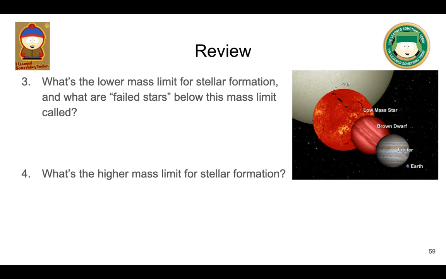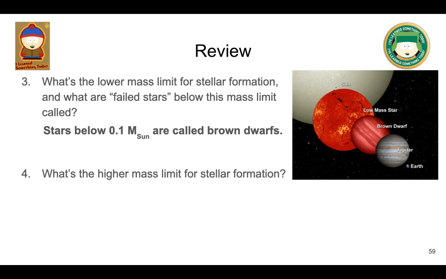Next review. This image I do want up here. So what's, no, I don't. Oh, damn. What's the lower mass limit for stellar formation? And what are failed stars below this mass limit called? Well, the lower limit, the least massive successful living star you can have, is about 0.1 times the mass of the sun. If your star has less than that, it's not really a star because it's not hot enough to do fusion. That kind of failed star is called a brown dwarf.